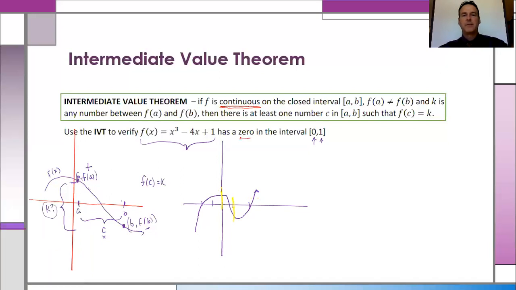Okay. Now, because I'm only looking at that picture, here's what they're asking in this specific case. They're saying there has to be a 0 between 0 and 1, okay, based off the information they share. And what I know is that at 0, which is my lowest boundary, I get 0 cubed minus 4 times 0 plus 1, which, if you do all that math, is 1. Okay? And at this boundary down here, I have f of 1.